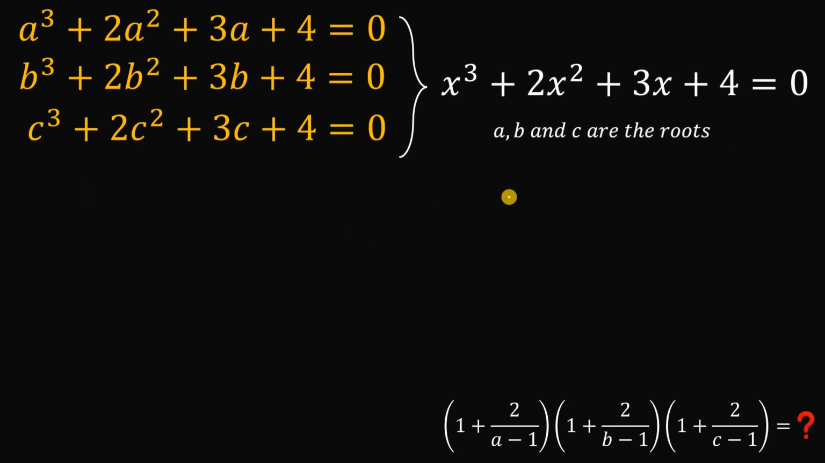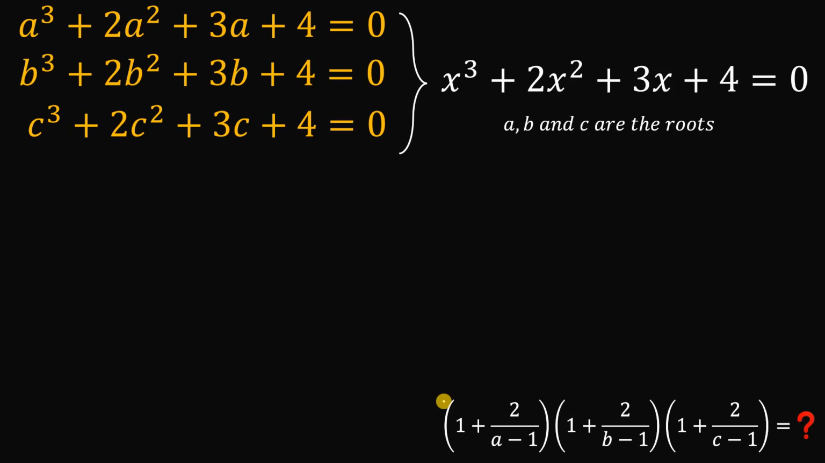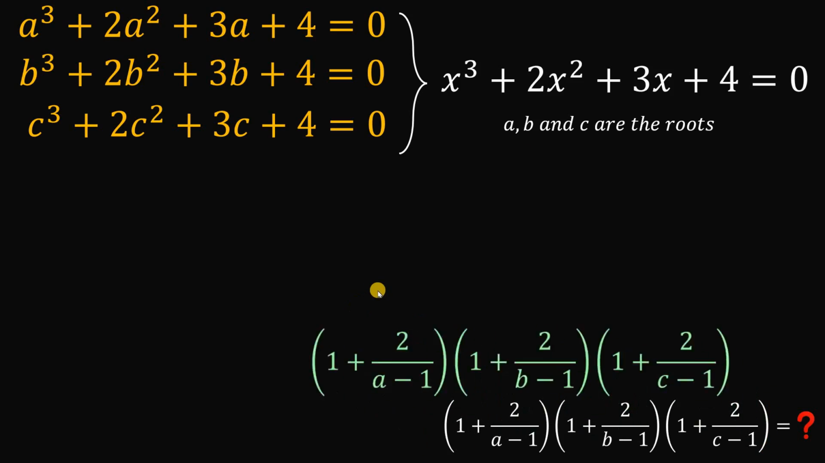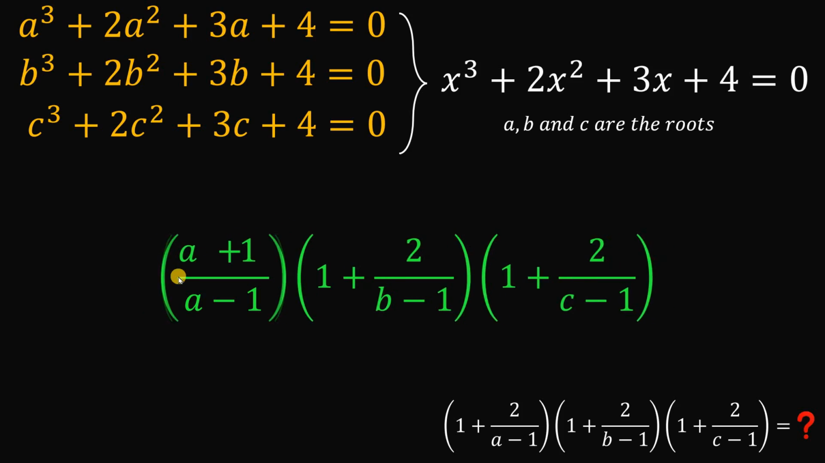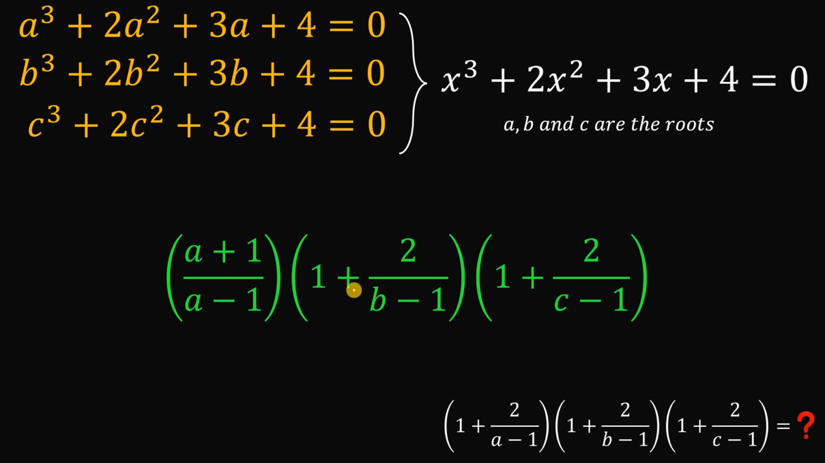Alright, so let's set aside this result. Now, don't forget that our goal in this question is to evaluate this expression. So, let's get this expression. So, we have 1 plus 2 over A minus 1, 1 plus 2 over B minus 1, and so on and so forth. Now, what we're going to do is simplify this expression a little bit. So, take note, when we add 1 and 2 over A minus 1, we have A minus 1 plus 2 on the numerator, all over A minus 1 on the denominator. Now, negative 1 plus 2 is just positive 1. So the numerator is A plus 1, the denominator is A minus 1.